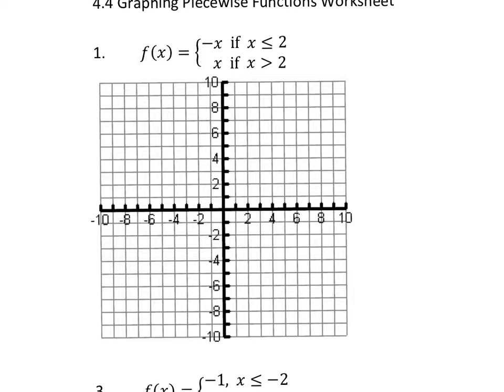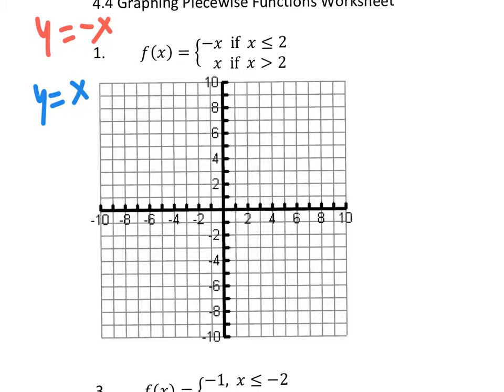Let's all do number one together, all right? We have a piecewise function that's called f of x, and we have two pieces to it. So what you need to do is imagine the top piece being the equation y equals negative x, and imagine the bottom piece being y equals positive x.